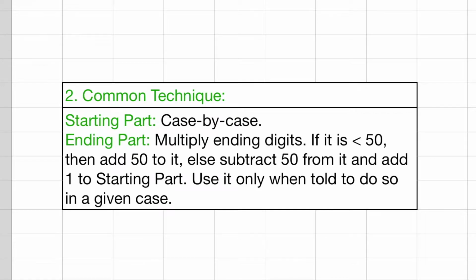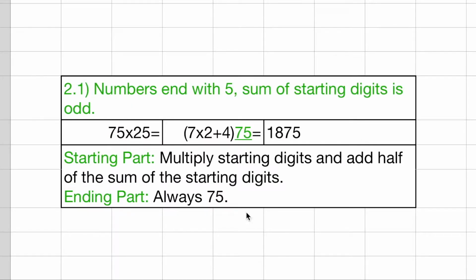Now comes the first technique. Number ends with 5. Sum of starting digits is odd. So here number ends with 5. Sum of these two digits is odd. So here we multiply starting digits and add half of the sum of starting digits. So we multiply 7 and 2 and then we take half of 7 plus 2. So half of 9 is 4.5, but we ignore the fraction part. And then for ending part, it is always 75.